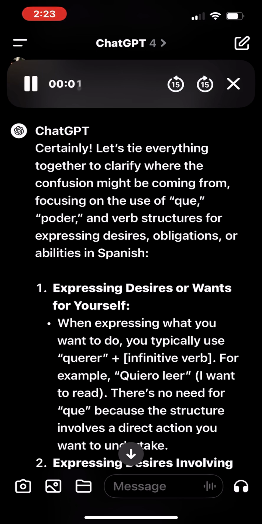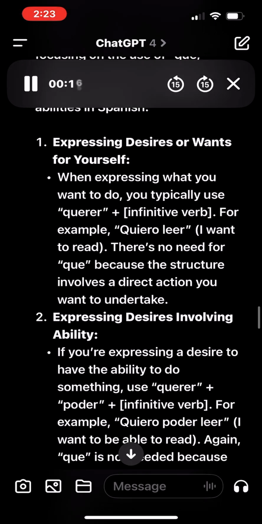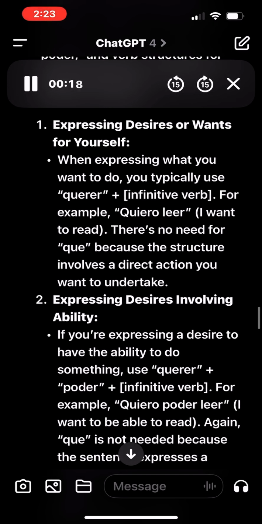Certainly. Let's tie everything together to clarify where the confusion might be coming from, focusing on the use of que, poder, and verb structures for expressing desires, obligations, or abilities in Spanish. 1. Expressing desires or wants for yourself. When expressing what you want to do, you typically use querer plus infinitive verb.